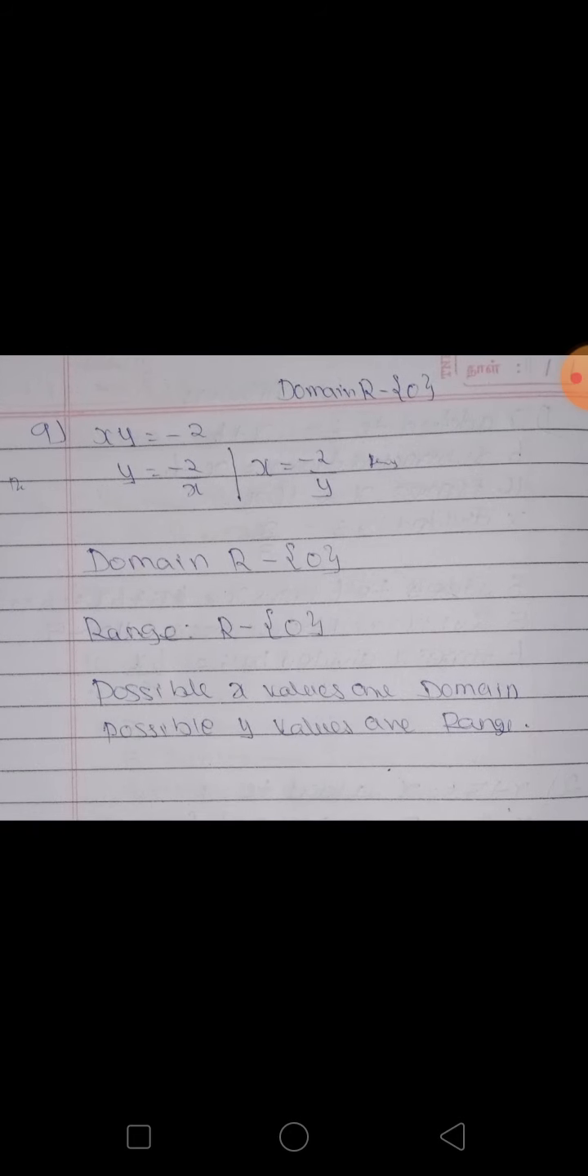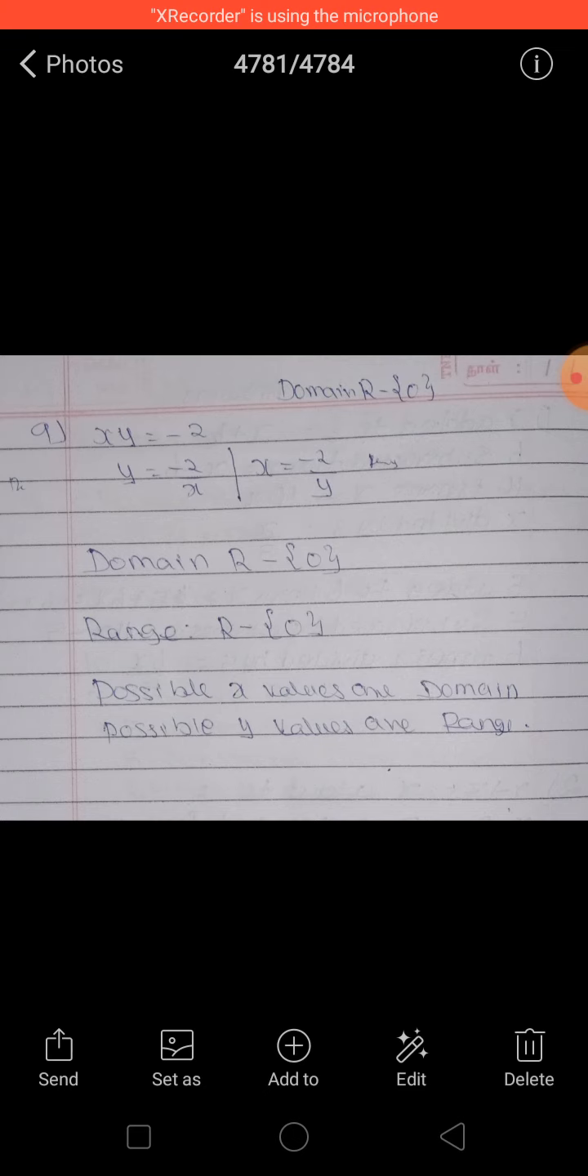Okay. Look at this. This is our answer. So given that xy is equal to minus 2. So that is no problem, the easiest one. Domain means possible x values. That means that x value cannot be 0. The x value may be any real number, but it cannot be 0, which means the domain is the real numbers minus the 0 value. If you want an example, wait.